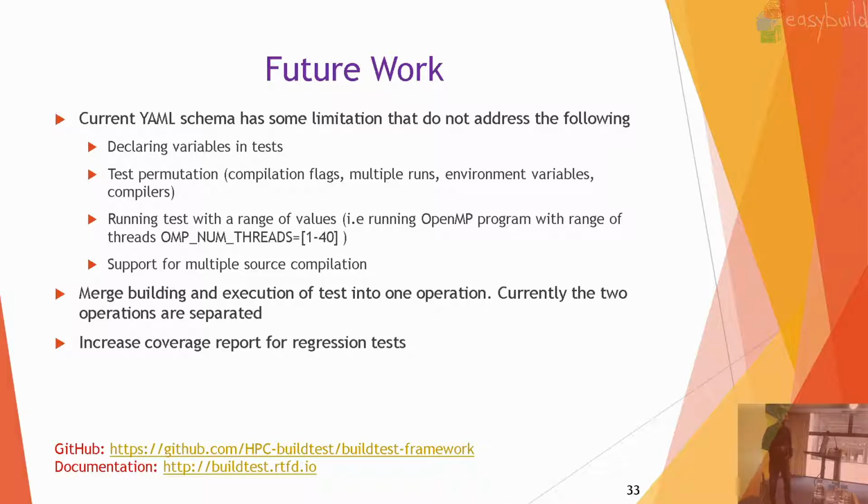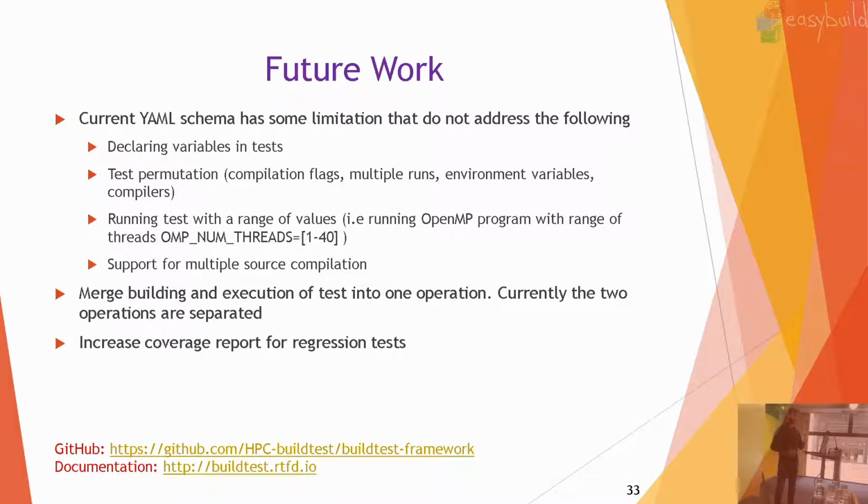To wrap up, here are some of the things I thought about. The current YAML schema has some limitations. It doesn't address some of the things I could do at the moment, like declaring variables in the test, just shell variables, or doing permutations. For example, if you have to do permutations across compiler flags, you want to do multiple runs, permuting that with environment variables or compilers.